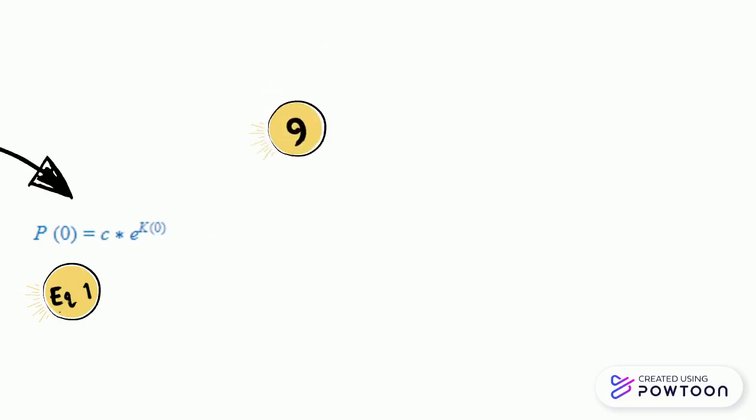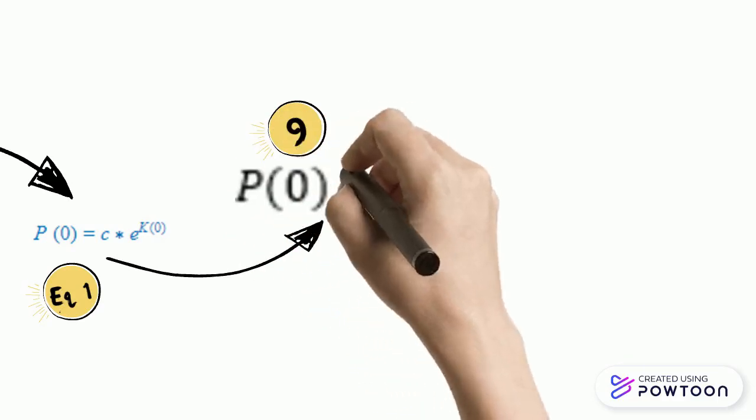When we substitute t with 0 in the equation, k times 0 is equal to 0 and e to the 0 is equal to 1. So we only remain with C. So P0, the initial population, is equal to C, the constant.